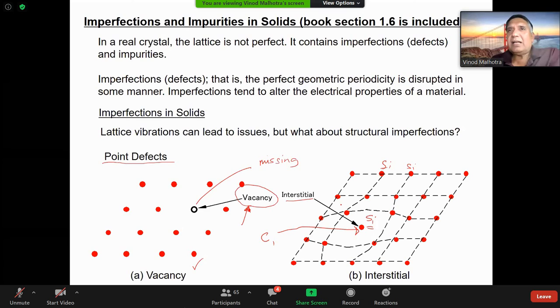Now, in contrast, what I also want to say is that let's say this particular silicon atom, location-wise, was replaced with some other atom, perhaps carbon, not as an interstitial, but it replaced where the lattice atom should have been, then this is called substitutional. So it's not interstitial, it is substitutional.